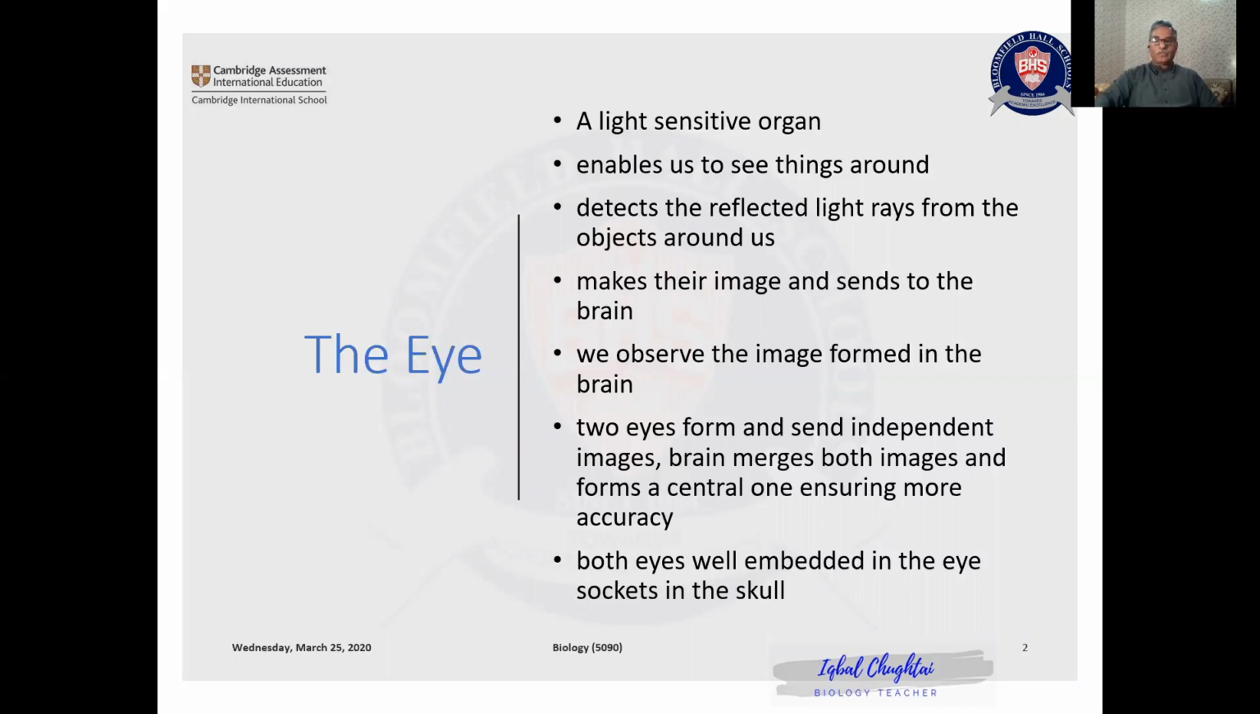We have two eyes, and they work independently of each other, forming independent images and sending them to the brain. The brain merges both images and makes a central image that we observe. Both eyes are well embedded in the eye sockets that are present in the front of the skull.